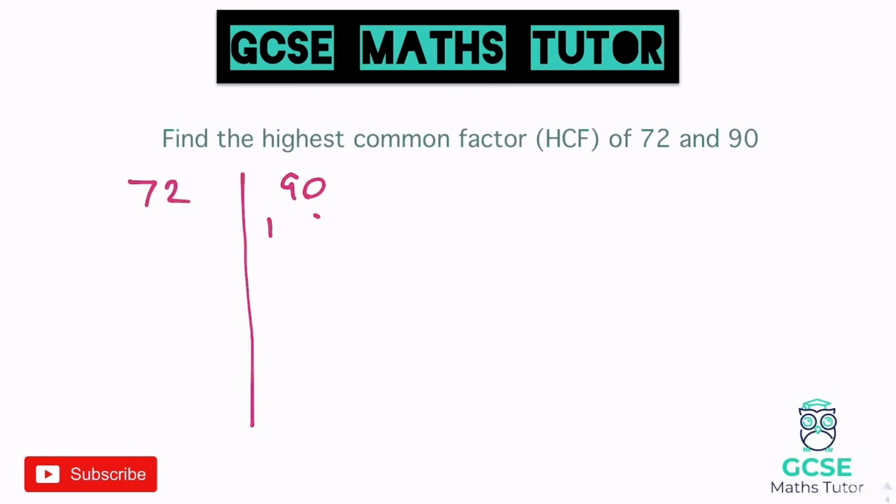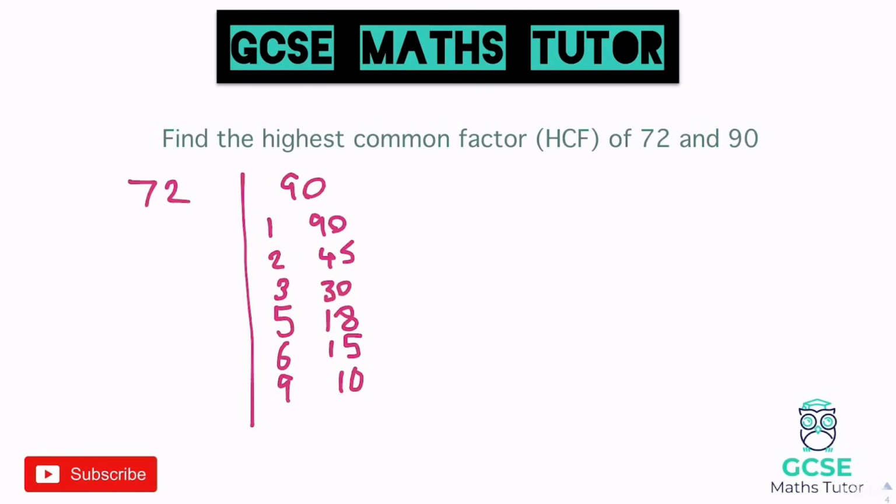Let's start with 90. 1 and 90, 2 and 45, 3 and 30. Let's see what else goes in. 4 doesn't go in, 5 does. 5 goes in 18 times. 6 goes in, let's have a think, 15 times. 7 doesn't, 8 doesn't, 9 does, 9 and 10. Now the numbers are right next to each other, so there's no more to look at.